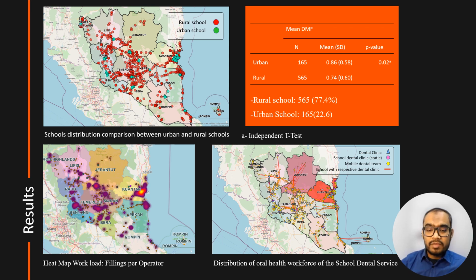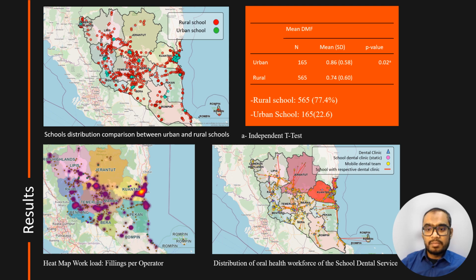For the second figure, the lower right, this is the distribution of oral health workforce of the school service. Each circle represents a school's location, and the bigger the circle, the lower the operator to student ratio. Hence, more students need to be treated by a single operator in particular schools.